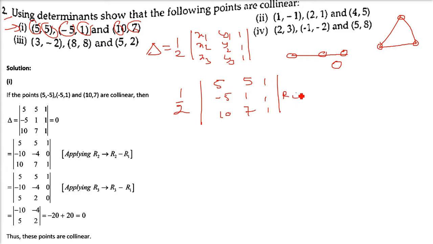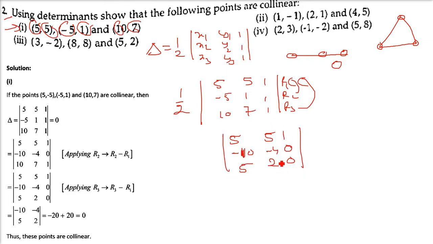The basic thing is row 2 to be changed as row 2 minus row 1, and row 3 has to be changed as row 3 minus row 1. So 5 minus 5 is 0, minus 5 minus 5 is minus 10, 1 minus 5 is minus 4, and 1 minus 1 is 0. Then 10 minus 5 is 5, 7 minus 5 is 2, 1 minus 1 is 0.